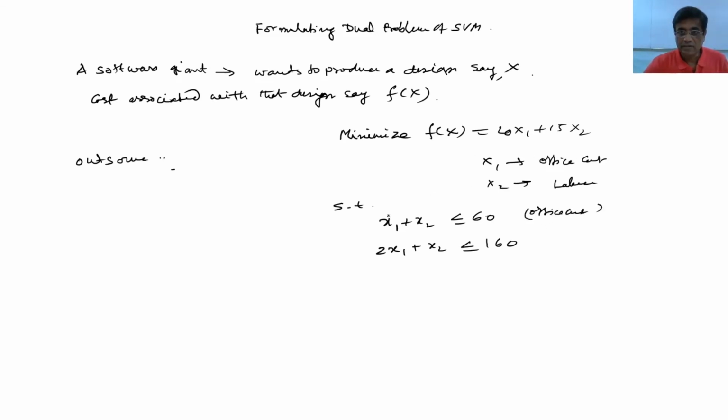So x1 is related with office cost, x2 is related with labor cost, and suppose they are contributing to this constraint, and then say x1, x2 must be greater than or equal to 0. So these are called constraints. Now, analyzing these constraints, they have so many people, so the office cost will be very high, people in big companies get more salary, so this will be high. So after analyzing this, they decide, no, we are not going to produce this, we are going to outsource this.